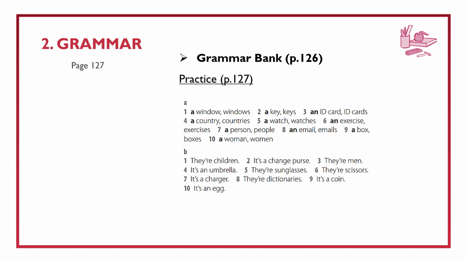Let's check your answers. Number one, they're children. Number two, it's a change purse. Number three, they're men. Number four, it's an umbrella. Number five, they're sunglasses. Number six, they're scissors. Number seven, it's a charger. Number eight, they're dictionaries. Nine, it's a coin. And 10, it's an egg.